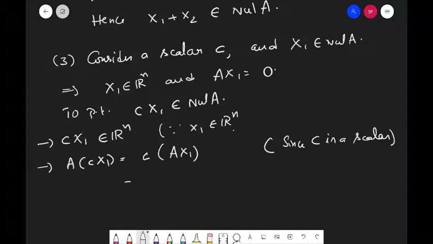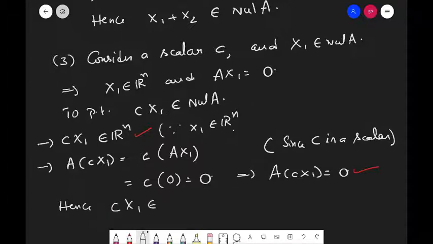So this will be equal to c into what is Ax1? 0, which is equal to 0. That implies we have A into cx1 is equal to 0. So you have two conditions. First one is cx1 belongs to Rn and A into cx1 is equal to 0. Hence, cx1 belongs to null A. So you proved three conditions.